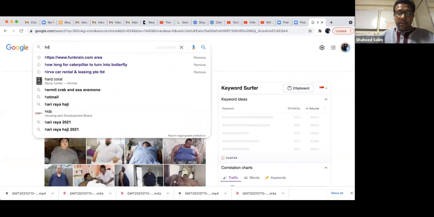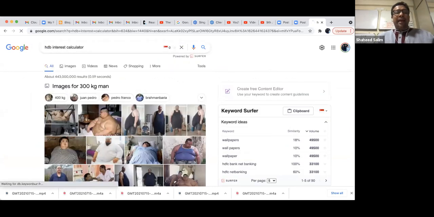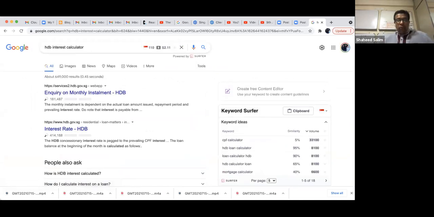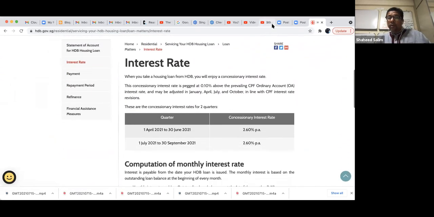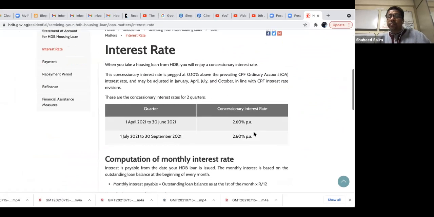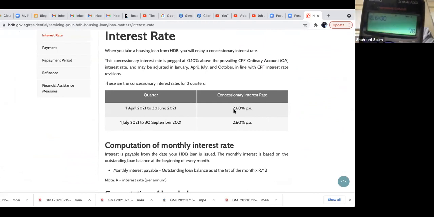So let's see. HDB interest calculator. Okay, interest rate. This is the HDB website, no? They're just charging 2.6% PA, which is per year. Let's say now you pay for 30 years, how many percent do you have to pay? I calculate for you. 2.6 times 30 years. You have to pay 78%, you know.